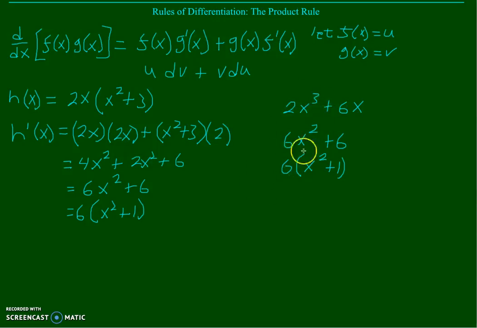Now, this was not particularly proper, because what I should have done is I should have had h of x equals that, and h prime of x equals that. Always remember to label each thing that you do, just in case your teacher wants you to show your work. You want to know that this is what you've done. In the next session, we're going to look at the quotient rule.